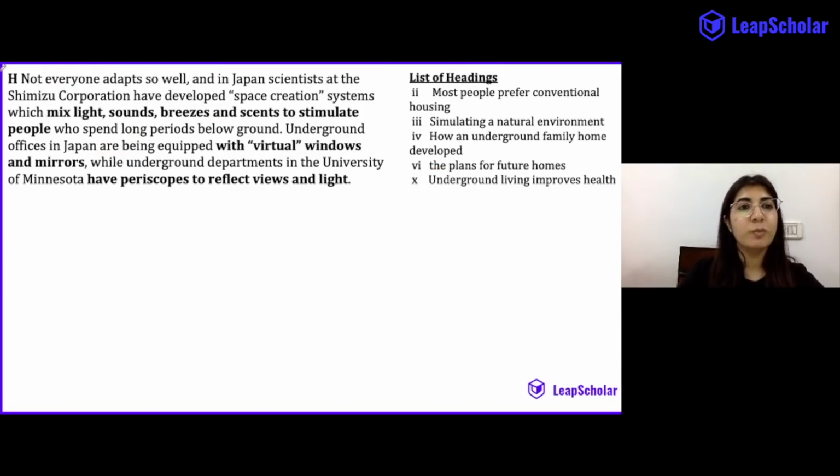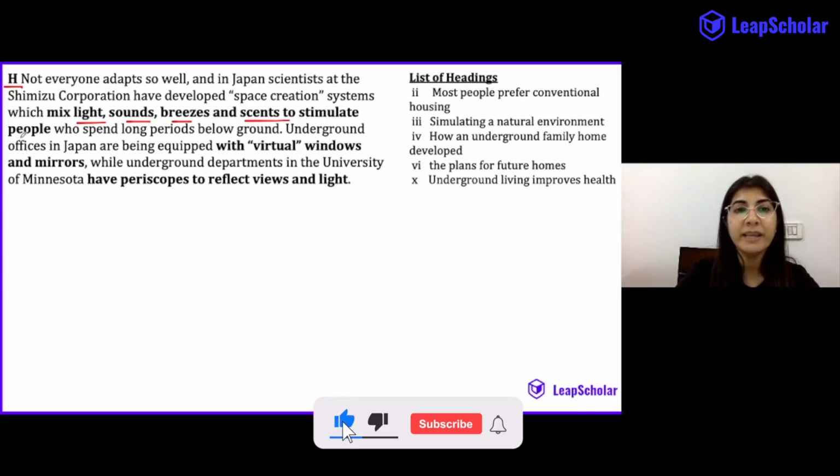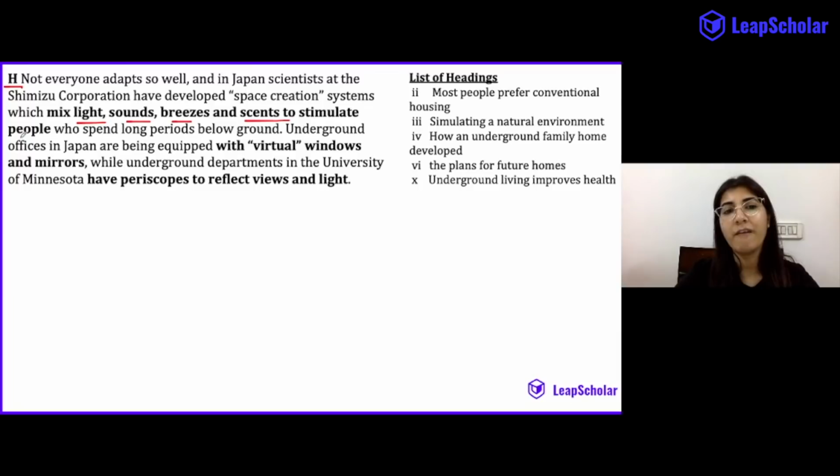Alright, moving forward to paragraph H, which is again just a 3-sentence paragraph. Not everyone adapts so well, and in Japan, scientists at the Shimizu Corporation have developed space creation systems which mix light, sounds, breezes, and scents to stimulate people who spend long periods below ground. Underground offices in Japan are being equipped with virtual windows, so fake windows which try to imitate reality, while underground departments in the University of Minnesota have periscopes to reflect views and lights.